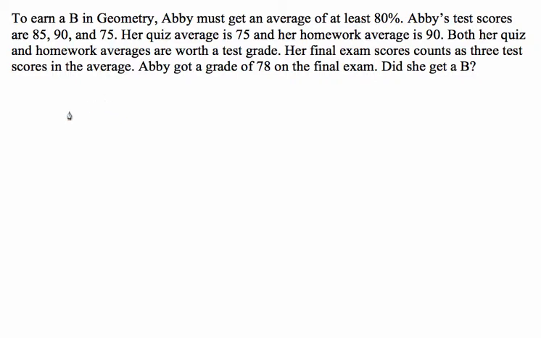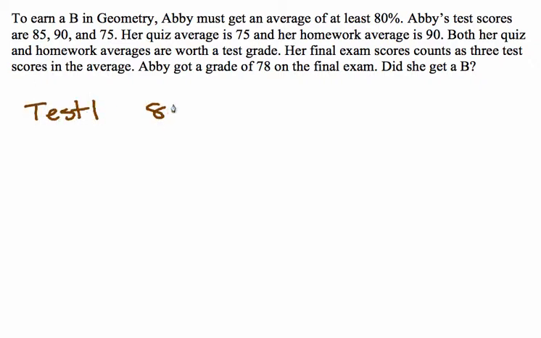Alright, no chart in this one. Let's see if we can make sense of what they've got here. It says, to earn a B in geometry, Abby must get an average of at least 80%. So far we know that there's a goal that she wants to get a B in this class. Abby's test scores, I'm going to write these down. So her test scores are as follows.